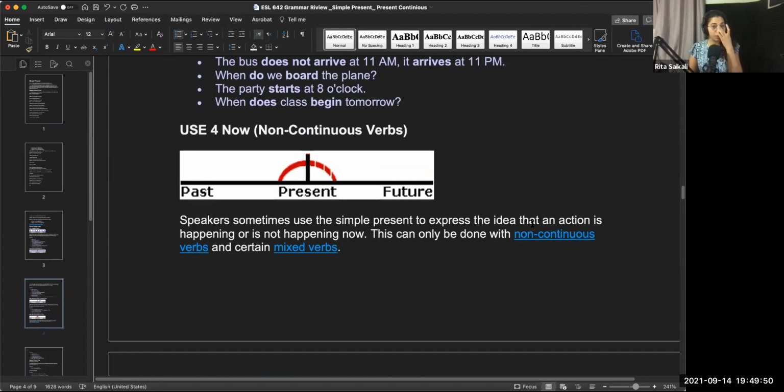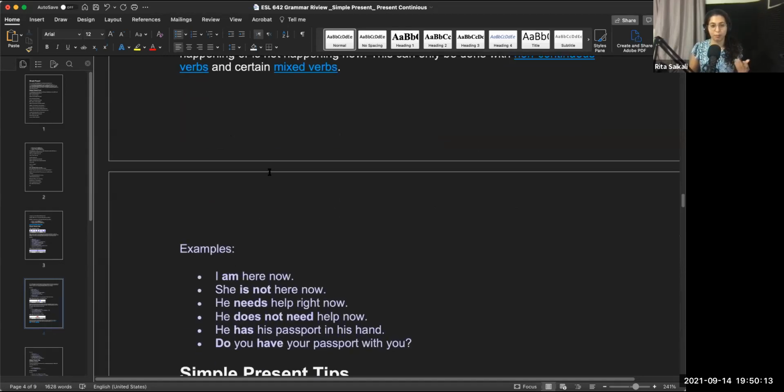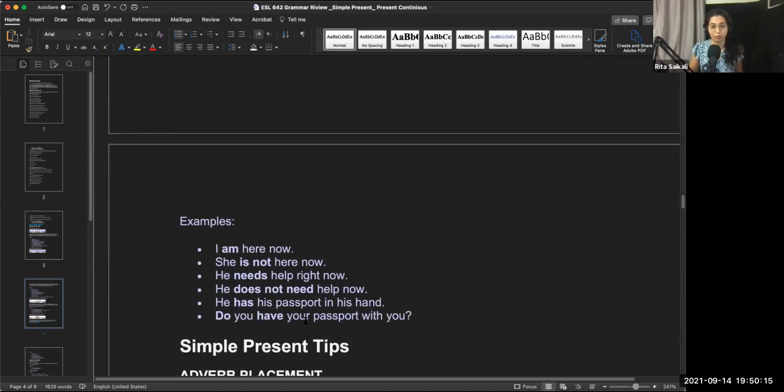We can also use it with non-continuous verbs. So the speaker sometimes uses the simple present to express the idea that an action is happening or is not happening now. This is only used with non-continuous verbs and certain mixed verbs, but for the most part, it's non-continuous verbs.